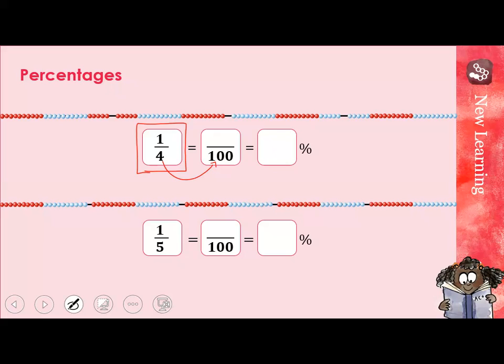So what have I had to do from 4 to get to 100? I had to multiply it by 25. So what do I need to do to the top? I need to do exactly the same thing. 25 hundredths, 25 out of the 100, 25%.